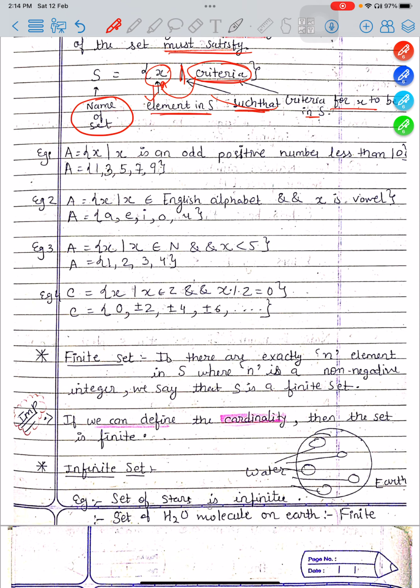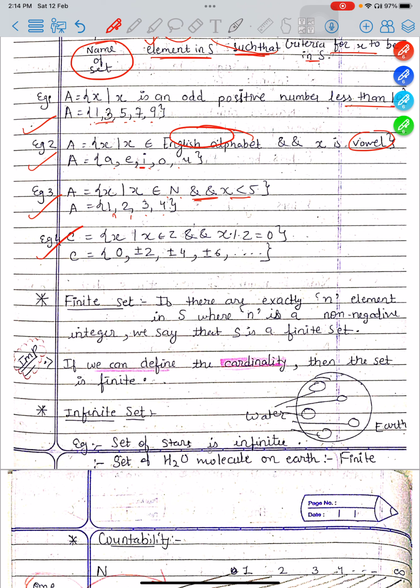Here are some examples of set builder form. X such that X is an odd positive number less than 10. X such that X belongs to the English alphabet and X is a vowel: A, E, I, O, U, right? X such that X belongs to N and X is less than 5: 1, 2, 3, 4. X such that X belongs to Z and X mod 2 is 0, meaning the remainder when X is divided by 2 is 0.